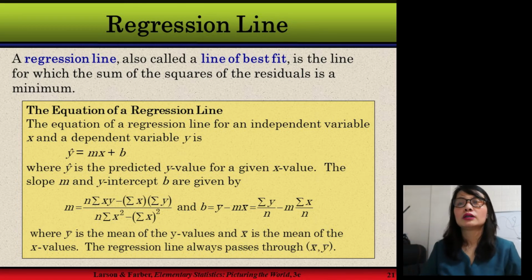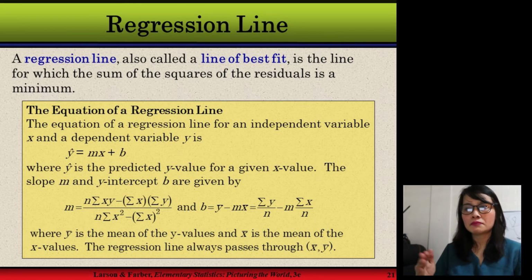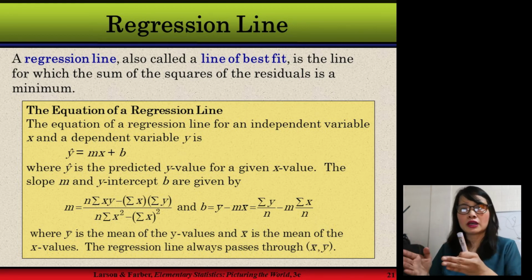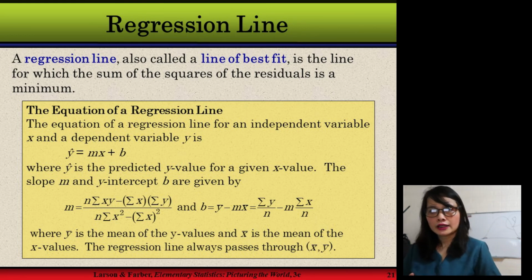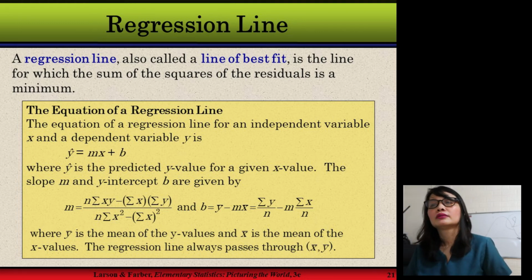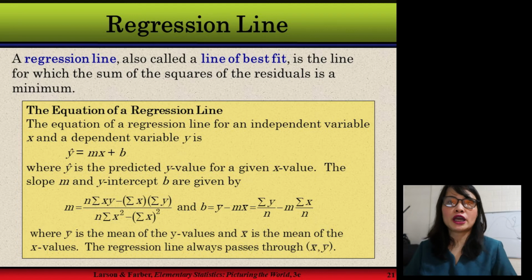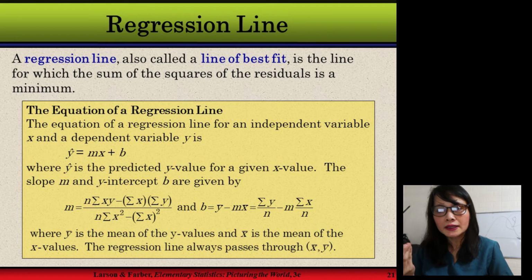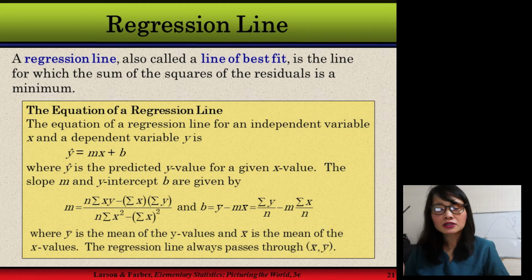So to solve for the slope, we have n multiplied by the summation of xy minus the product of the summation of x and the summation of y, over n multiplied by the summation of x squared minus the summation of x raised to 2. And then to solve for the y-intercept, that will be y bar, pertaining to the mean of your y value, minus the slope multiplied by x bar, the mean of your x value, which is equal to the summation of y over n minus m multiplied by the summation of x over n. You can use both.